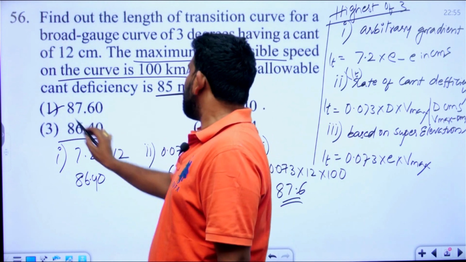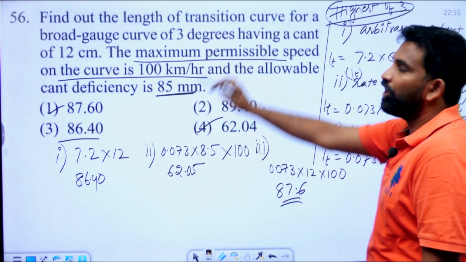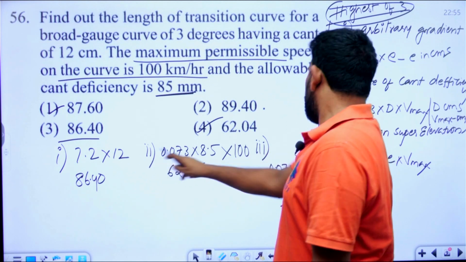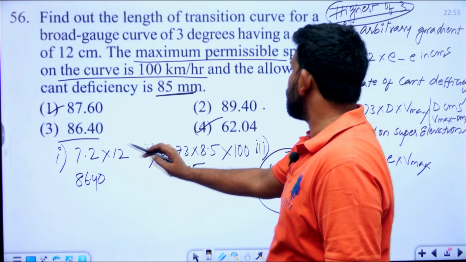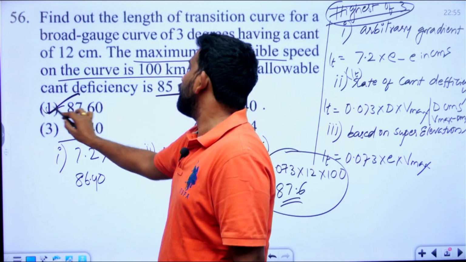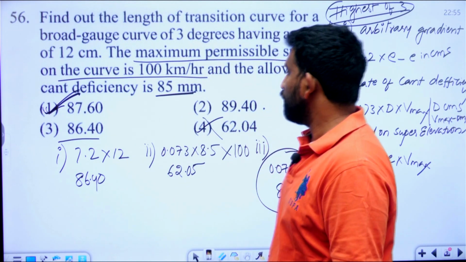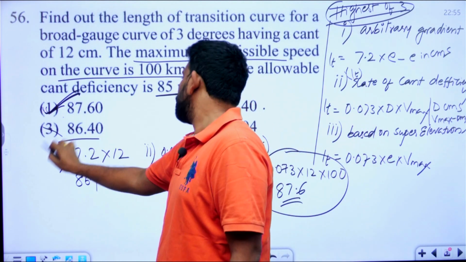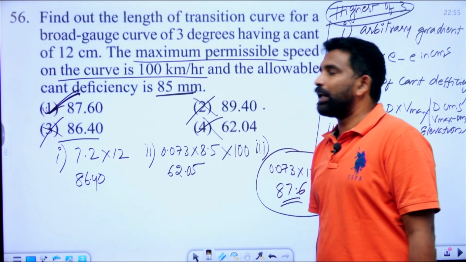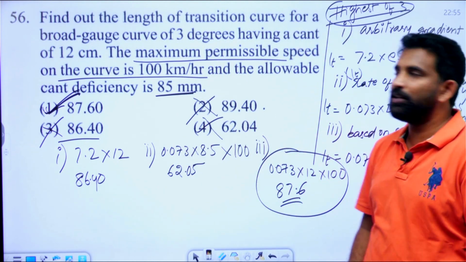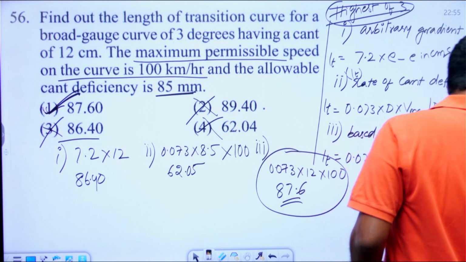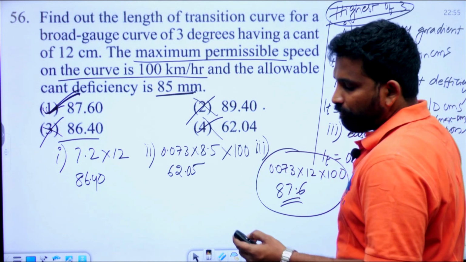But we have to choose the highest of all these three. Of all these three values, 87.6 is the correct answer. So obviously the correct answer is 87.6, not these options. You can see all the options were given, but all these were wrong. The only correct answer here is 87.60. It requires a little bit of problem solving.